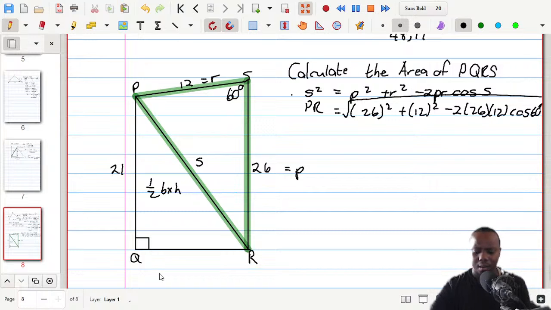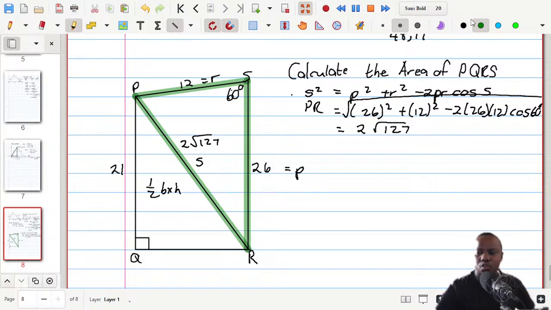So my answer here, I'm just going to write it in simple surd form. It's 2 square root of 127. So this is 2 square root of 127. Now what I can do is I can go to triangle PQR and I can actually calculate the base because I have the perpendicular height. So, there is triangle PQR.